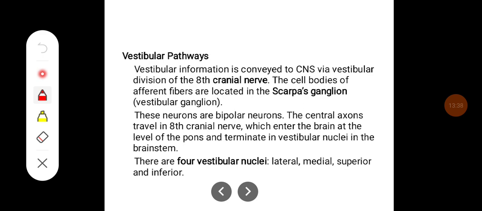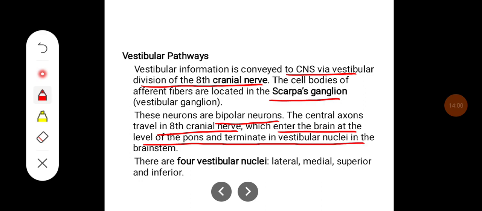Vestibular pathways. Vestibular information is conveyed to the CNS via the vestibular division of the 8th cranial nerve. The cell bodies of afferent fibers are located in the Scarpa's ganglion, that is the vestibular ganglion. These neurons are bipolar neurons. The central axons travel in the 8th cranial nerve, which enters the brain at the level of the pons and terminates in the vestibular nuclei in the brain stem. There are 4 vestibular nuclei: lateral, medial, superior, and inferior.